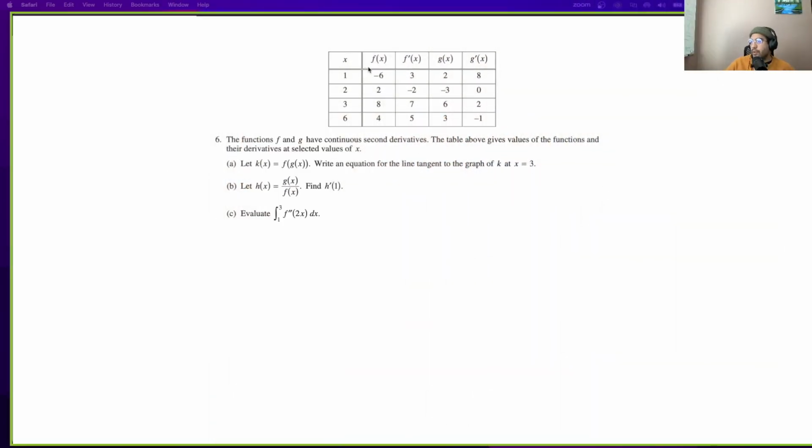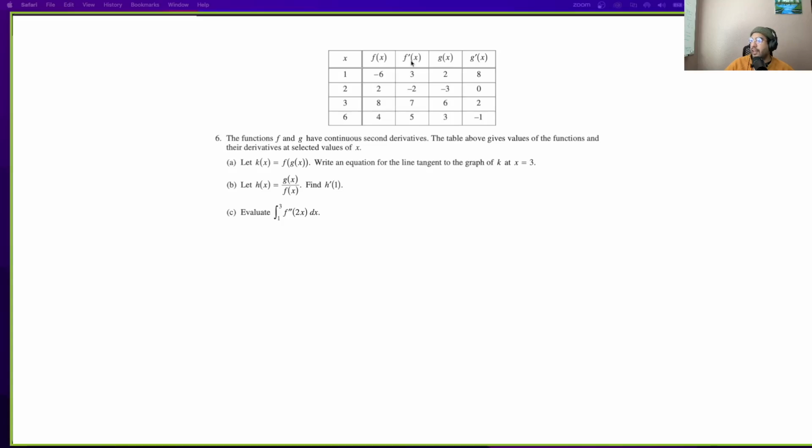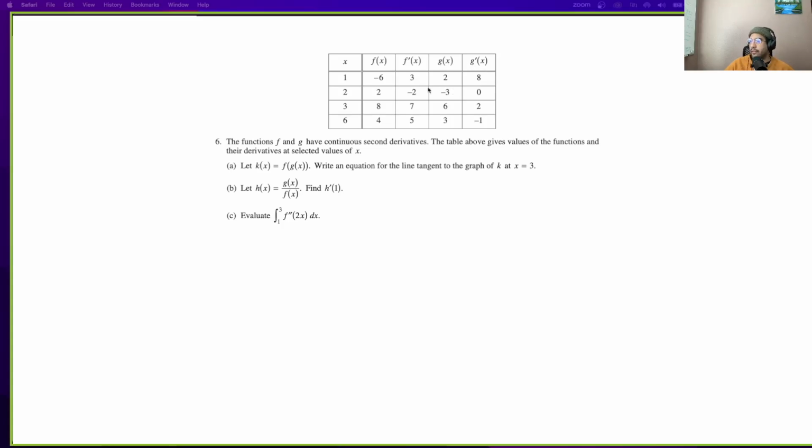So for this particular question, it looks like they give you a table of values. We have the function of f of x, f prime of x, g of x, and g prime of x. So immediately I have a feeling that they're going to ask us stuff about these functions. They tell us that the functions f and g have continuous second derivatives. The table above gives the values of the functions, which we have already mentioned.